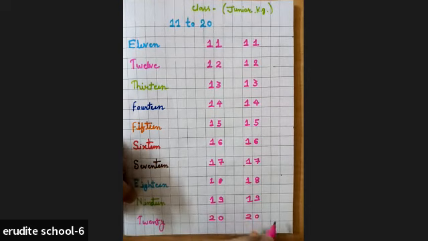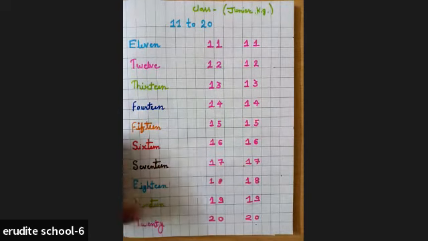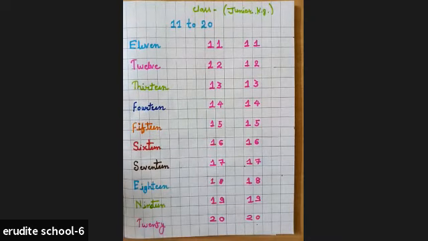2 0 20. Okay. Spelling of 20. T W E N T Y. 20. 2 0 20. T W E N T Y. 20. 2 0 20.